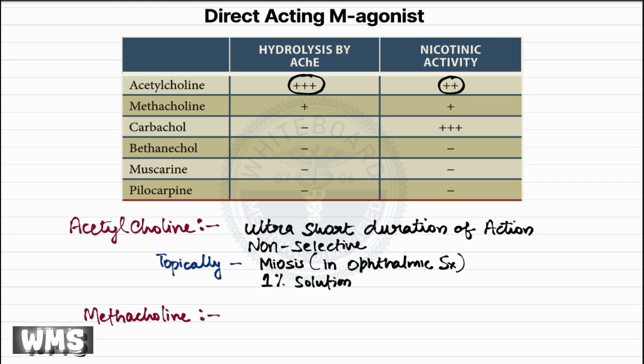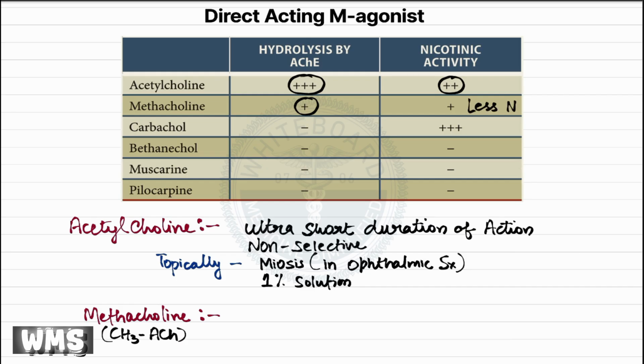Next is methacholine. In our previous lecture on cholinergic pharmacology, we discussed that methacholine is produced by adding a methyl group to the acetylcholine molecule. Because of this modification, methacholine becomes resistant not only to true cholinesterases but also to pseudocholinesterases. So compared with acetylcholine, methacholine is more resistant to hydrolysis by acetylcholinesterase, so its effects last longer.